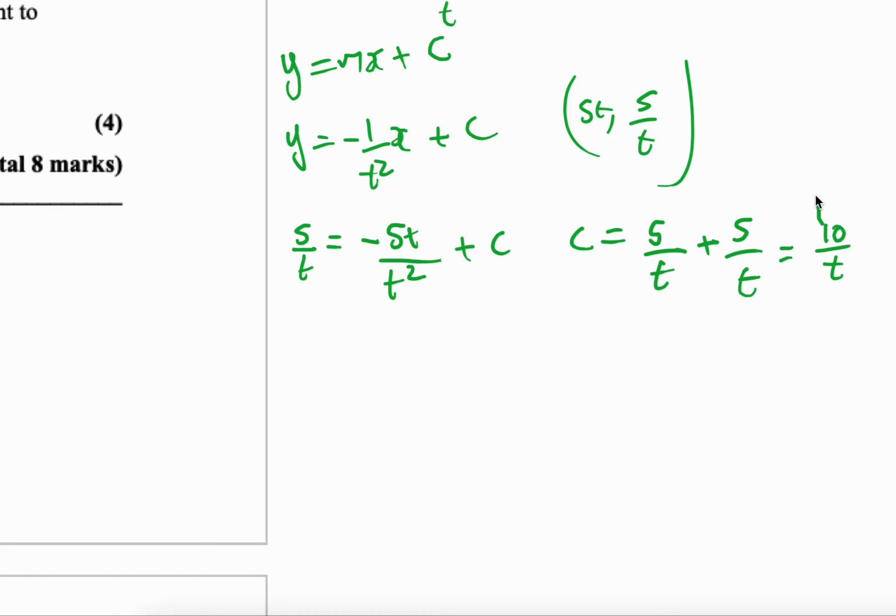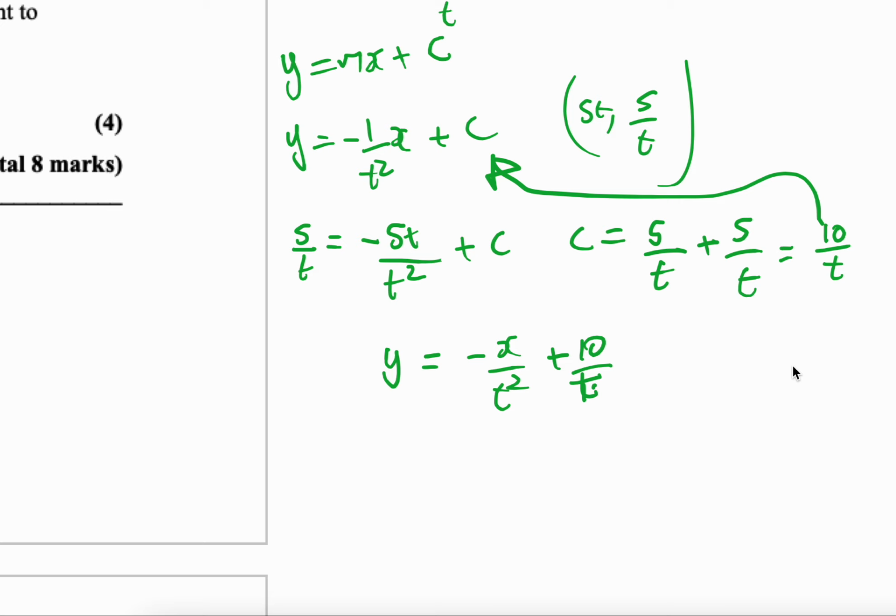Right, and plugging that back in, y equals minus x over t squared plus 10 over t, and then multiply everything by t squared.